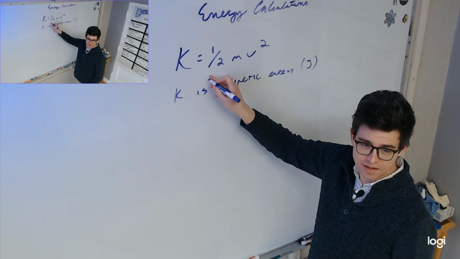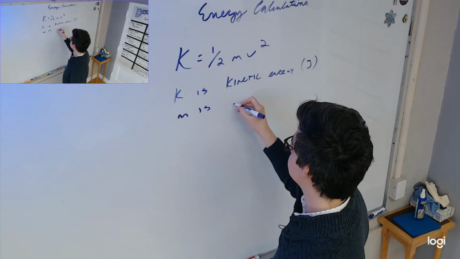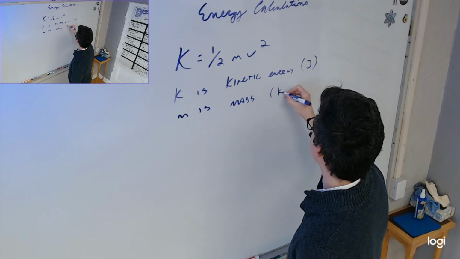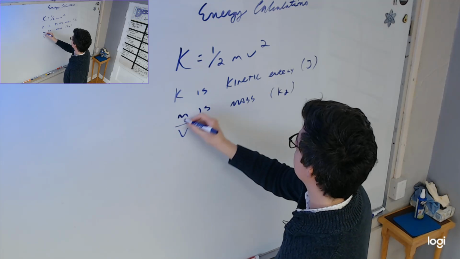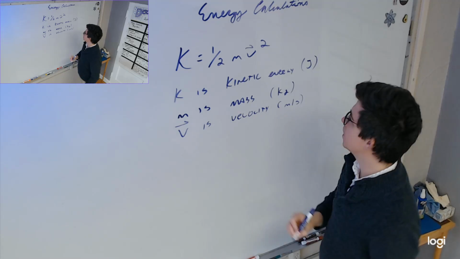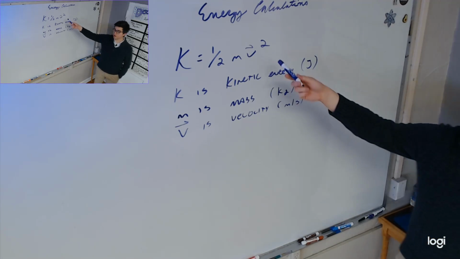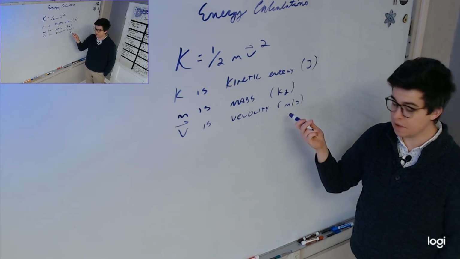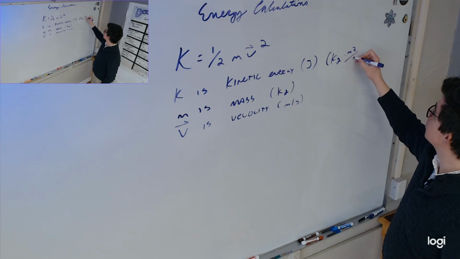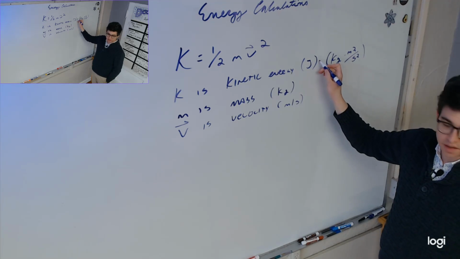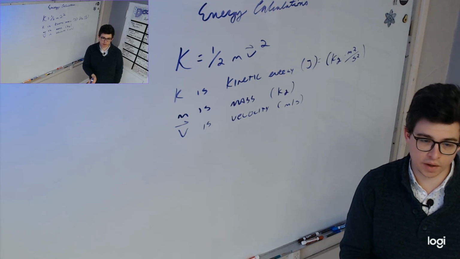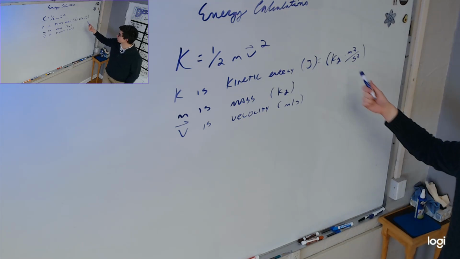1/2 is just 1/2. That's a unitless thing. M is mass measured in kilograms, and V, lowercase v, is velocity in meters per second. But that's not it, is it? Numerically, we also square meters and we square seconds. So our unit ends up being kilogram times meter squared per second squared, which again is equal to a joule. Just like work was a force, kilogram meter per second squared, times the distance in meters, which came out to be kilogram meter squared per second squared.